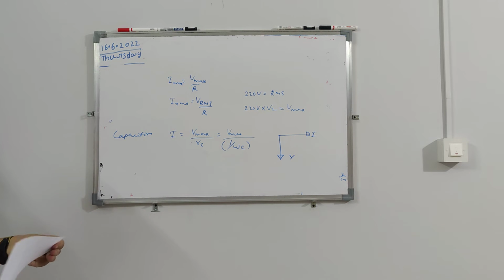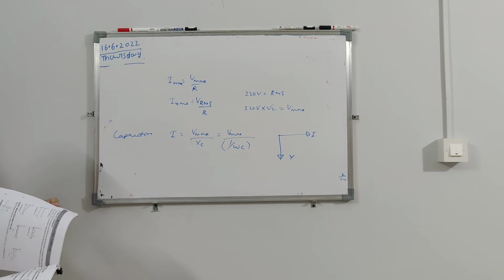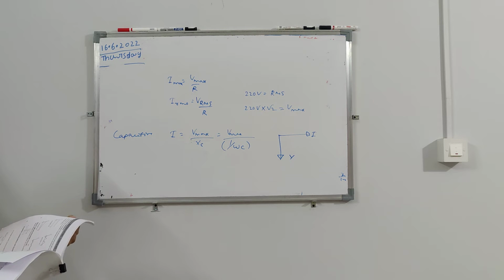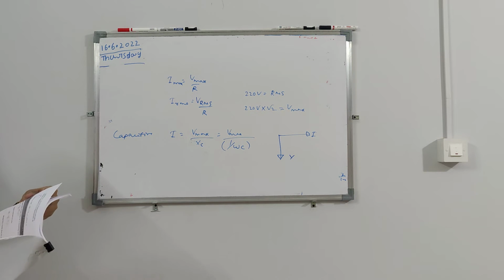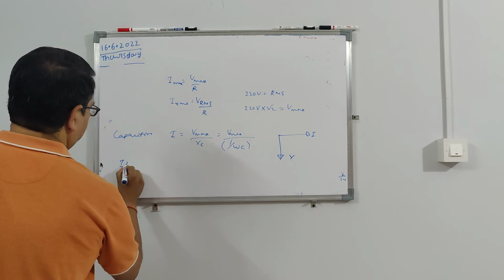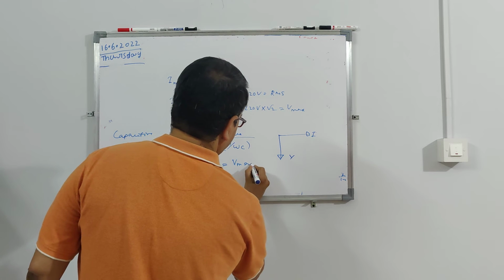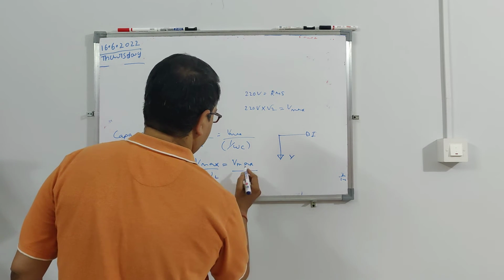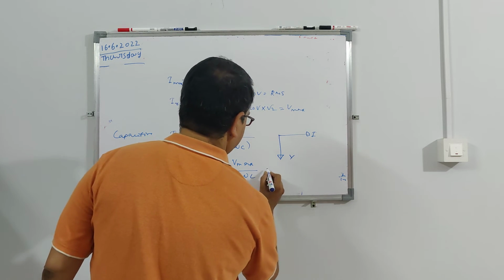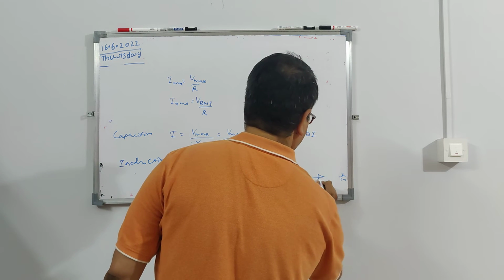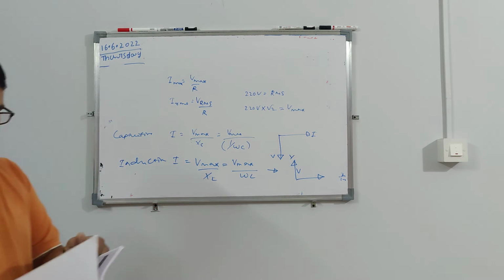Then coming to the inductive circuit. In an inductive circuit, I is equal to V max by omega L, which is V max by XL, where XL is equal to omega L. And if this is the current, your voltage will be like this, leading. This is for an inductive circuit.